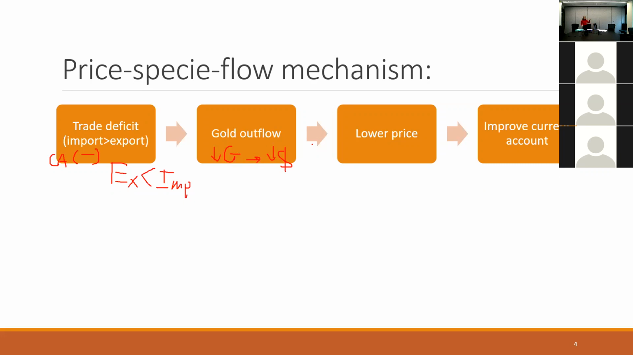So because we fix our currency against the gold, whenever we have less gold, we also have less money in our economy, okay? So from economics U1, we know that whenever there is a decrease in the money supply, the prices in the country should be lower as well, right? And why is that the case?